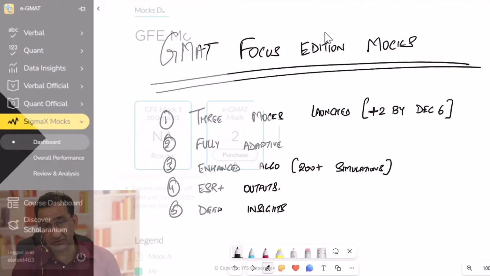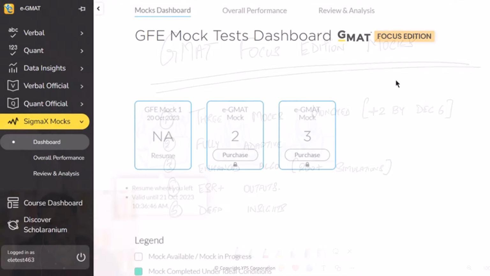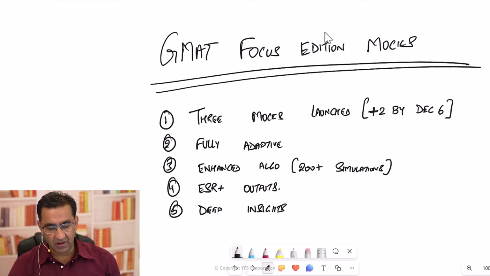So first of all, we've launched 3 mocks and we promise to launch a couple more by 6th of December or hopefully before that. Now these mocks are fully adaptive. What it really means is that they are question level adaptive, not block level, not section level, which some of the other companies might offer later on. They're fully adaptive and they are built around the enhancer algo that the GFE mocks have. We actually did about 200 odd simulations on the GMAT Focus mocks and that's how we came up with this.